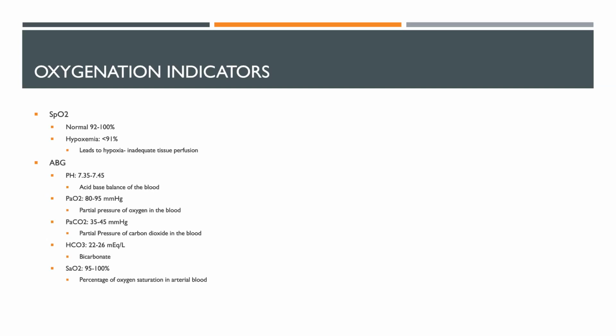Then we have our partial pressure of carbon dioxide, which is PaCO2, normal range 35 to 45 millimeters mercury. Then we have our bicarbonate, also called HCO3, which should be between 22 and 26 milliequivalents per liter, and our percentage of oxygen saturation in arterial blood, which should be between 95 and 100%. These labs are more reliable than the pulse oximetry reading.